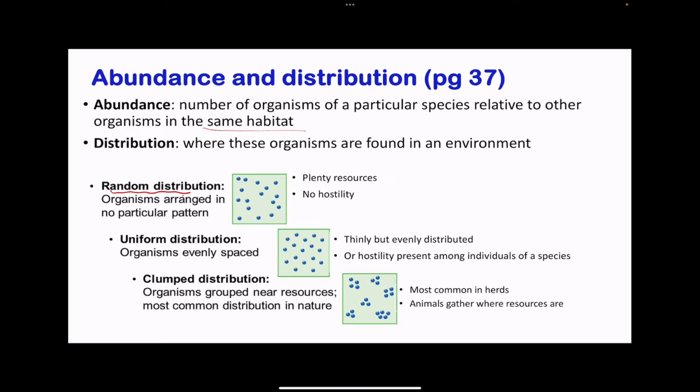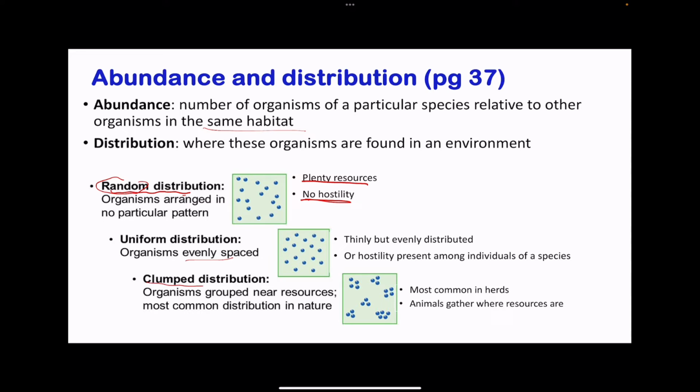Some organisms can be randomly distributed, meaning they are arranged in no pattern. That's why we call it random distribution. This occurs usually when there is no hostility and there are plenty of resources. Others are going to be uniformly distributed or evenly spaced. This occurs when there is thin distribution of resources or hostility present among individuals of a species. So they want to be spaced to avoid fighting or to avoid problems.